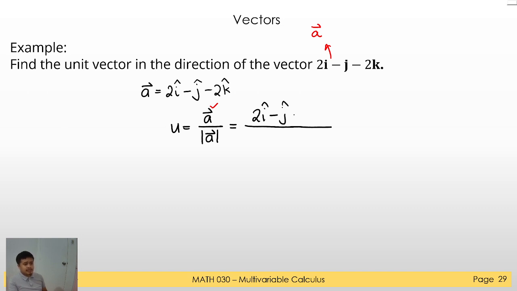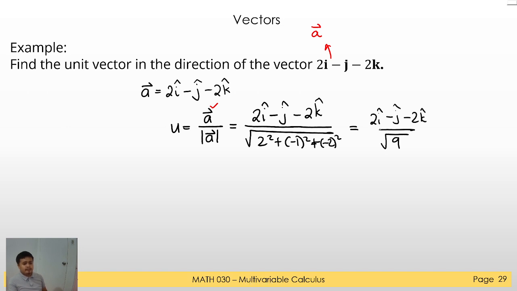Okay, so let's just write this down. Sorry, it should be k. And then for the length of your vector, we have the square root of the sum of the squares. So we have 2 squared plus negative 1 squared, plus negative 2 squared. To simplify this, we have 4, we have 1, we have 4. So this will be 4 plus 1 plus 4, which is 9. So the square root of 9, and then we have again 2i hat minus j hat minus 2k hat. To simplify this, we have this as 3.